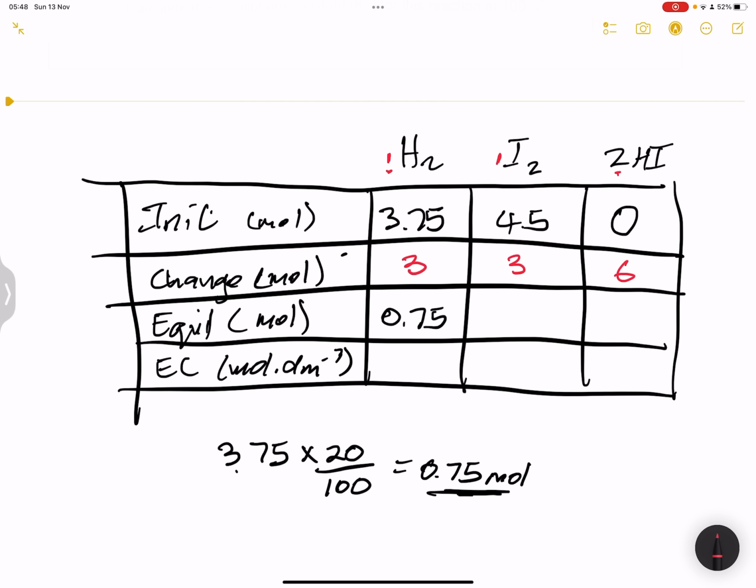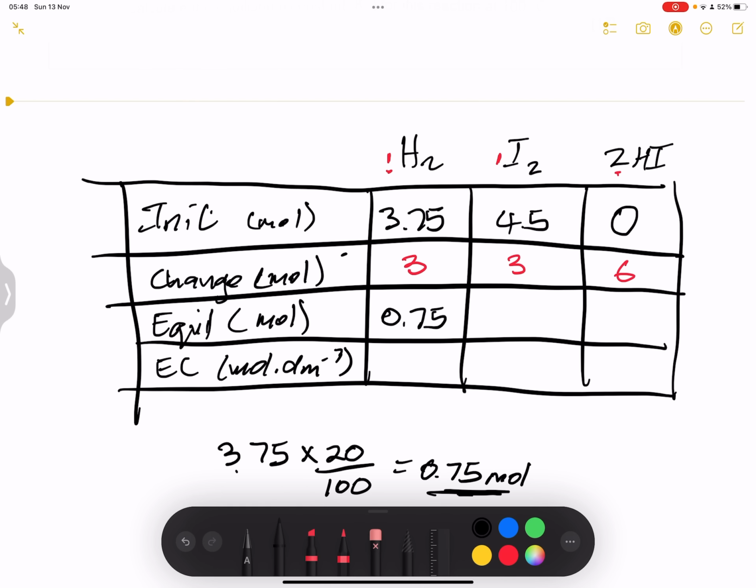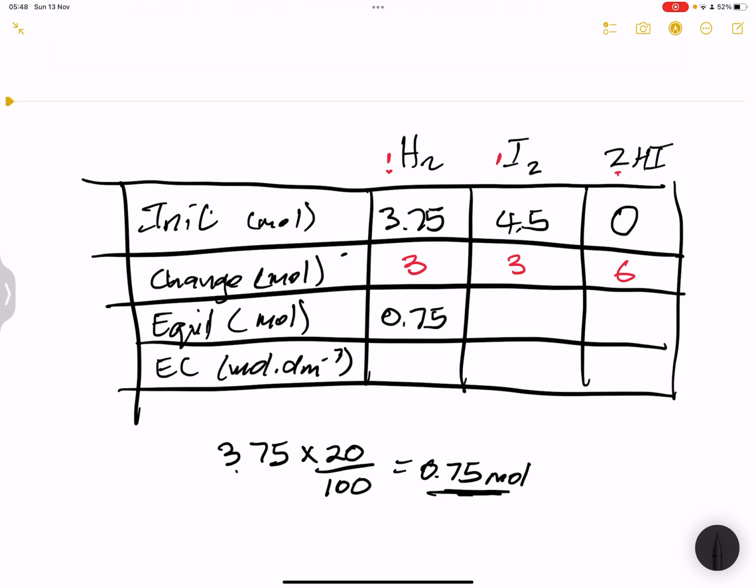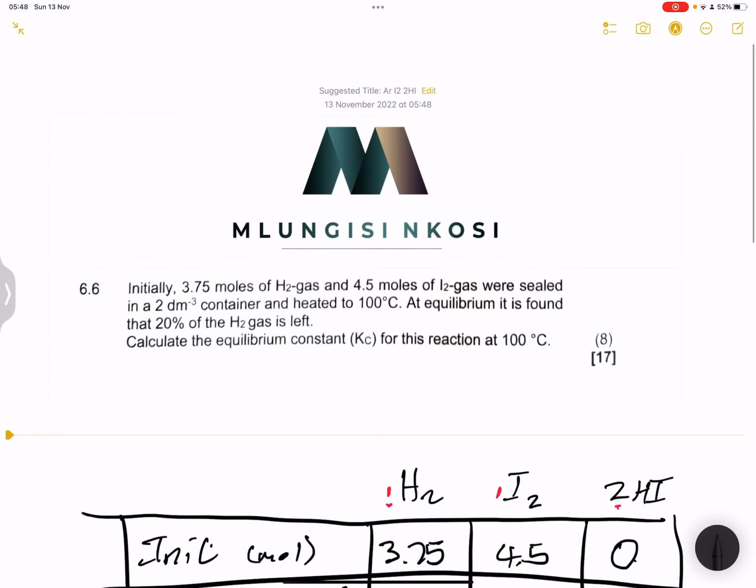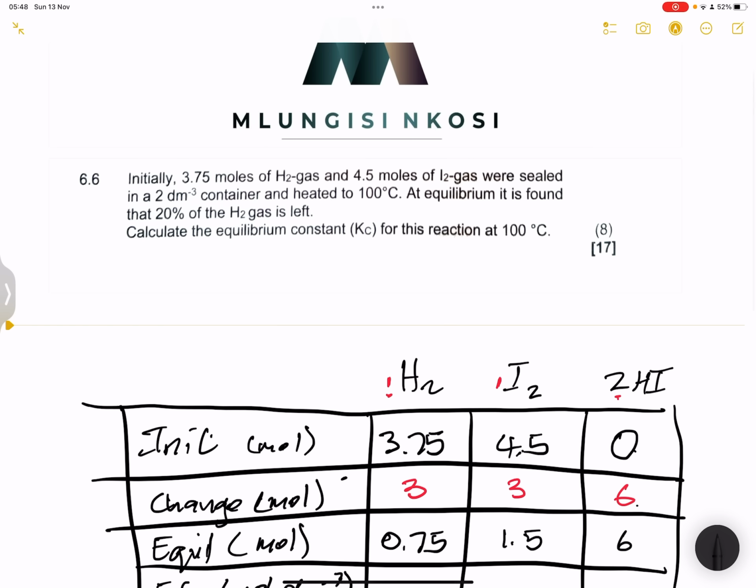And of course, I started with 4.5 moles. I used 3. What do I have? I've got 1.5. I started with nothing, I produced 6, and at the end, I've got 6. And of course, I think the rest is history when it comes to this question.